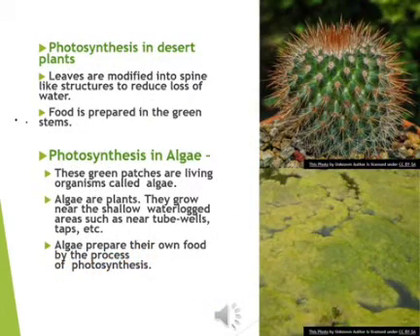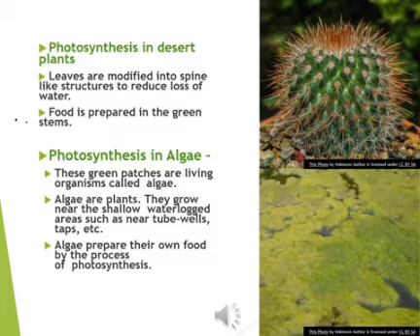Now let's begin this session. Now let us talk about how photosynthesis takes place in desert plants. Now all of you know that in the deserts, the availability of water is very less. And we also know that plants lose water as vapor during transpiration. So, now how do you think these plants in the deserts can make food?